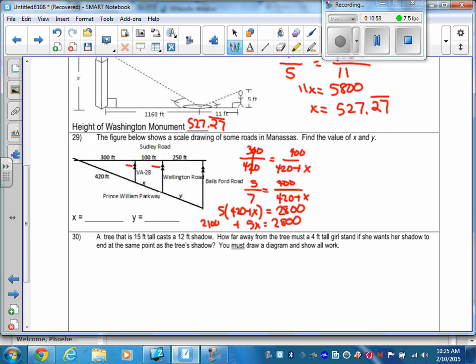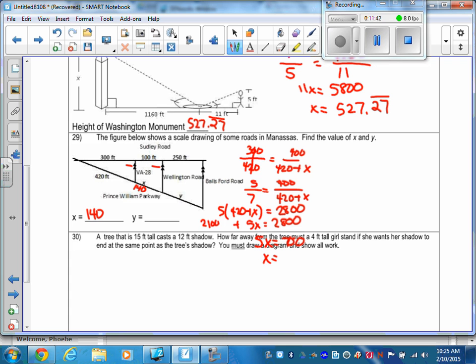So 5x, if I subtract 2,100 from both sides, 5x is 700 or 800? 700. Yeah, 700. So what is x? How many times does 5 go into 700? Is it 140? So x is 140. So this side is now 420 plus 140. So that's 560, isn't it?